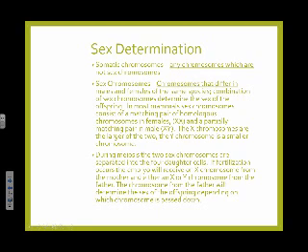In fertilization, if fertilization occurs, the embryo will receive an X chromosome from the mother and either an X or Y chromosome from the father. The chromosome from the father will determine the sex of the offspring, depending on which chromosome is passed down. Okay, so remember during meiosis, those chromosomes split in half. Then they split in half again. So you'll get either an X or a Y.